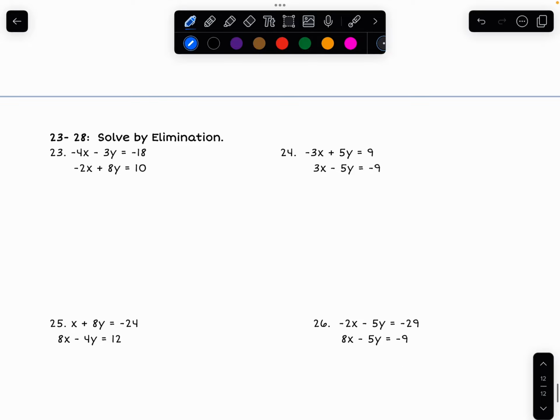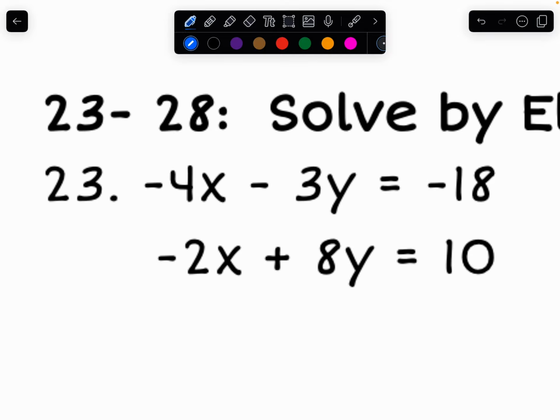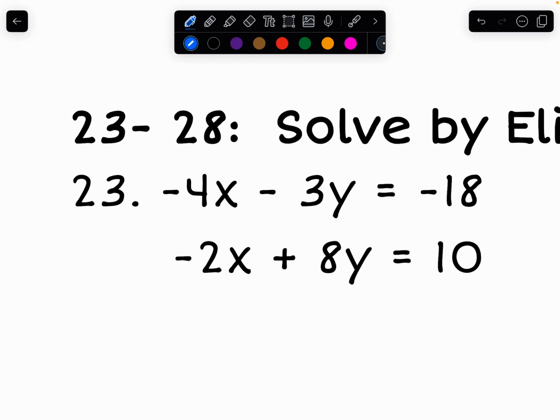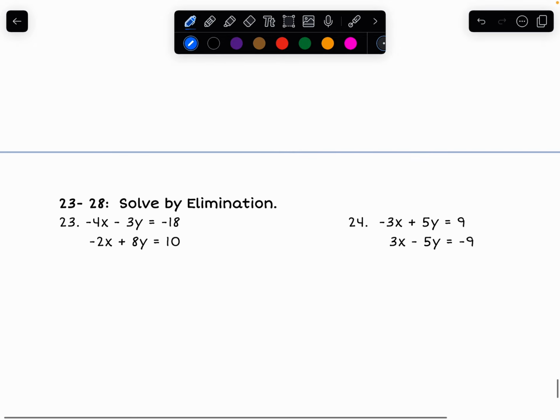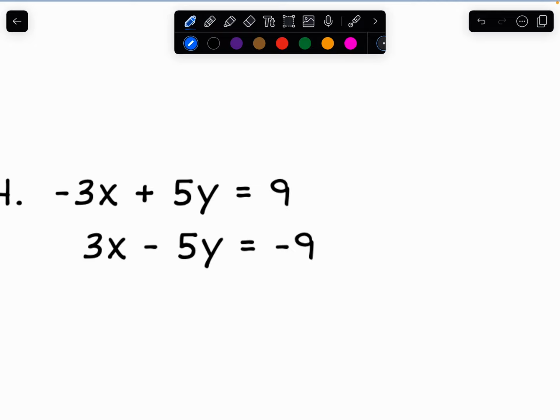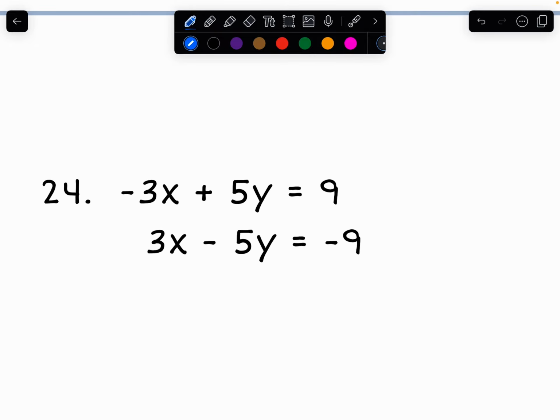Okay, so now we have elimination. And remember with elimination, you have to line up the variables and get them so that you can add them together and they have the same, or they have opposite coefficients. So let's look right now at these first two. Actually, we're going to skip that one and we're going to come to the second one. I don't know why that one was first.